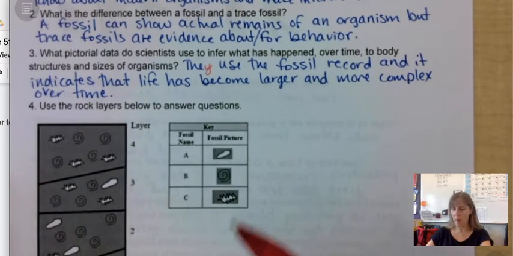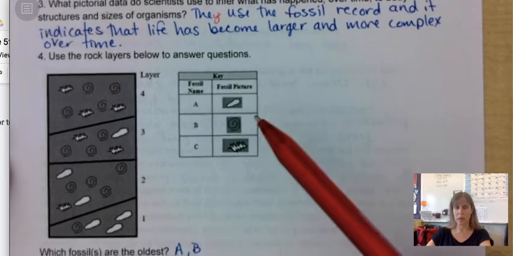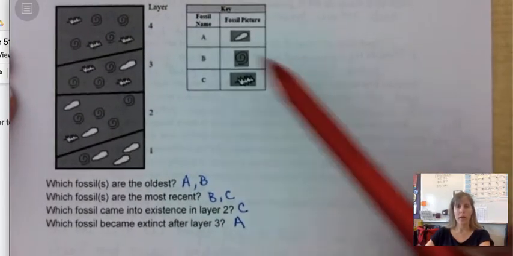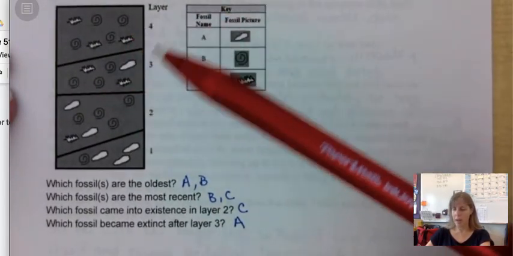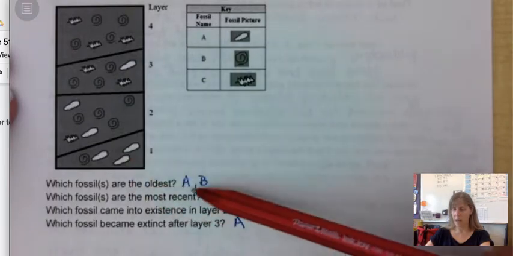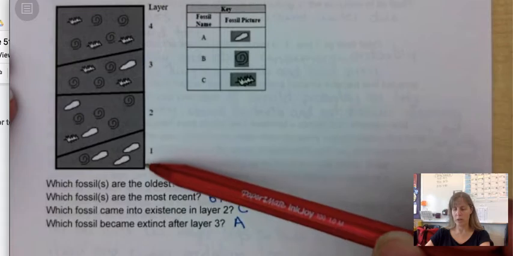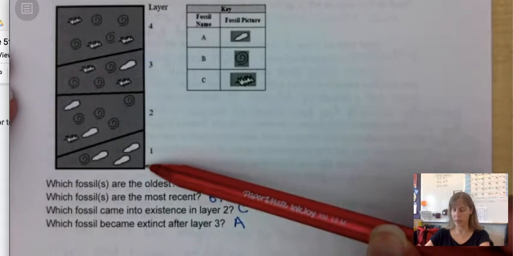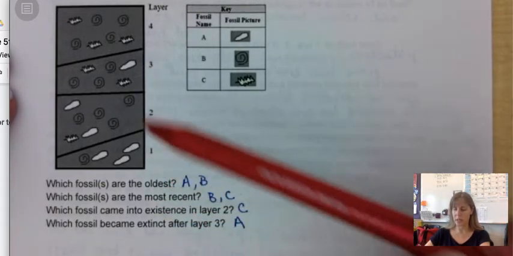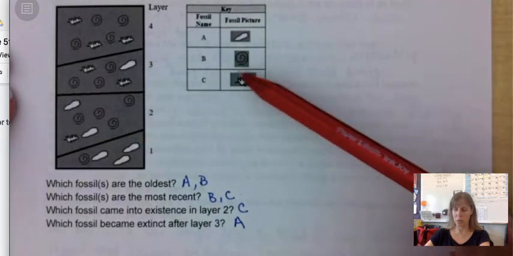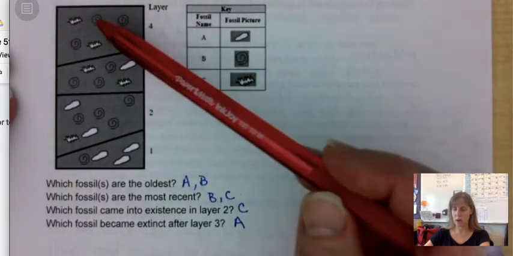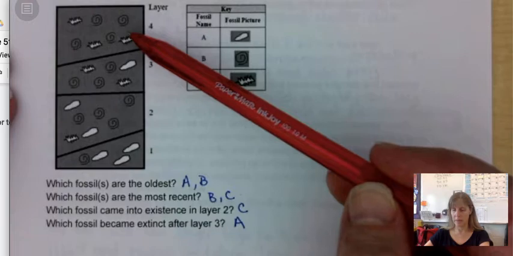Okay. Number 4, use the rock layers below to answer the questions. So you had to look at the rock layers, and the oldest fossils are A and B. So that's this fossil and this fossil. Remember, the farther down the rock layer, the older it is. So which fossils are the most recent? It's B and C. So B is the swirly and C is this. So these are the most recent from this layer.